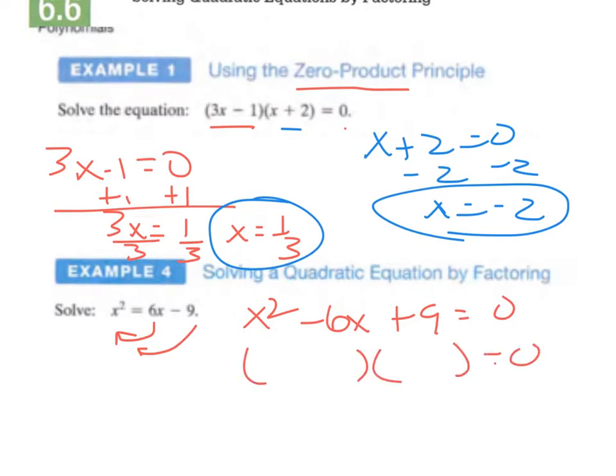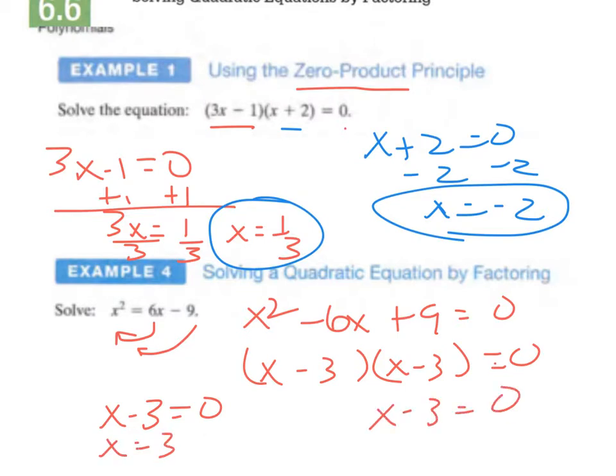My factoring methods are: what two numbers give me 9 and add up to negative 6? Well, they are minus 3 and minus 3, because negative 3 times negative 3 is a positive 9. When I add them up, I get a negative 6. Now, once I have my factors, I set each factor equal to 0 and solve, which in this case is going to be the exact same number. So my answer is 3.